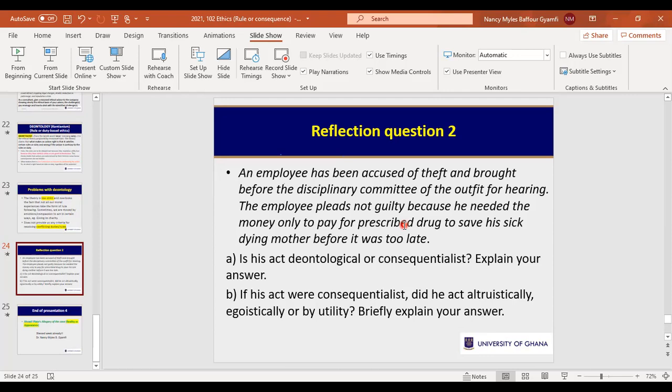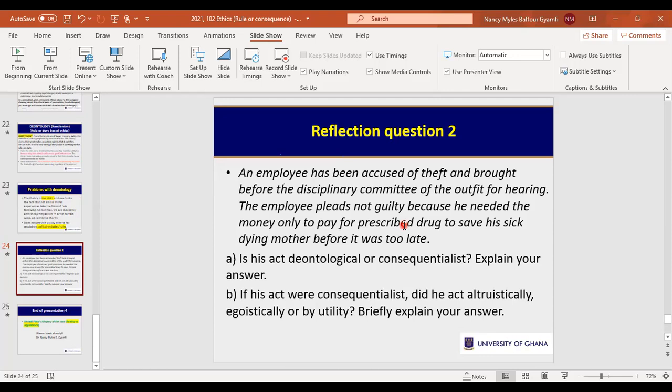Now, our question to you is this. A, is his act deontological or consequential? Explain your answer. You see that it is neither yes or no. You have to show us why you think he acted based on deontological principles. Or if you think he acted on consequentialist theory, which one exactly? And why do you say so?